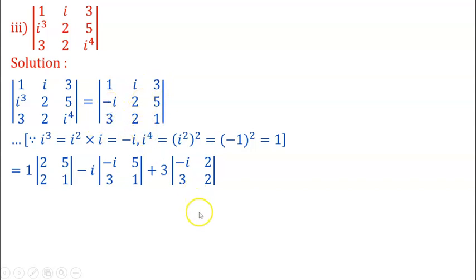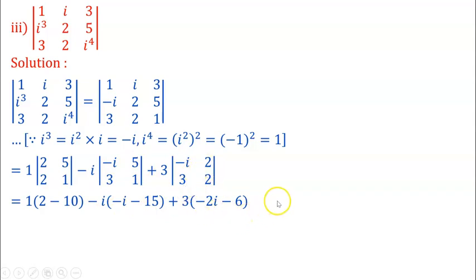Okay, and you will get here 1 into 2 minus 10, minus i into 1 minus 15, and plus 3 into minus i into 2, you will get here minus 2i, 3 into 2 minus 6. Okay, and after simplification, 1 into minus 8, minus i, and here is a minus i minus i, that will become plus i square, minus i into minus 15, here is 15i, minus 6i minus 18.